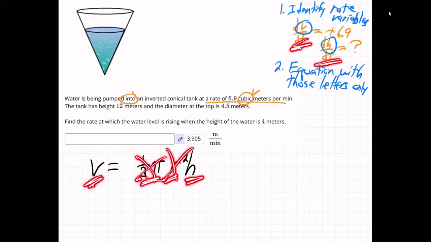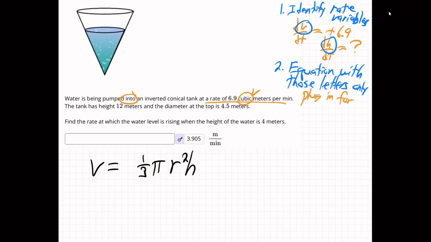We don't want R. So we have to plug in for R. We have to get rid of R. Well, how are we going to do that? Well, here's the trickiest step on this problem. We have to come up here and look for a relationship. Let me show you what that relationship is.